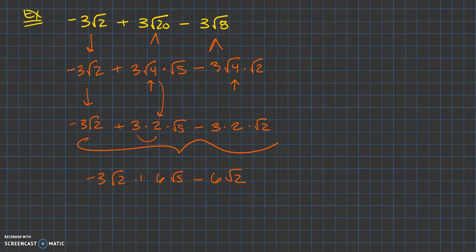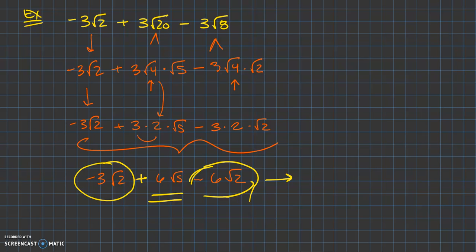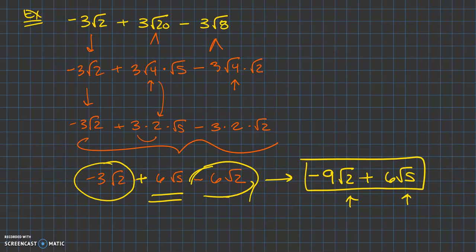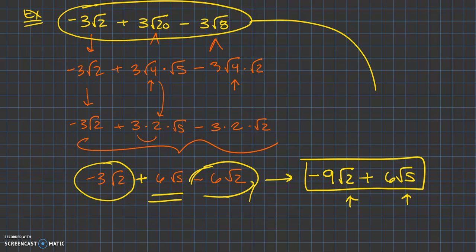Now, let's look carefully at this. Here I have negative 3 root 2, and I have a negative 6 root 2, but look in the middle. That's a plus 6 root 5. So I'm going to combine like terms essentially here. Negative 3 minus 6 is negative 9 root 2 plus 6 root 5. The radicands are different, and there's nothing else I can do. Negative 9 root 2 plus 6 root 5 is this expression simplified.